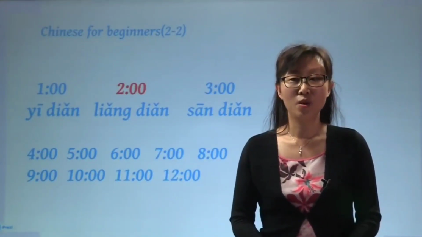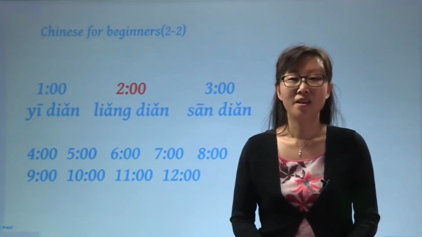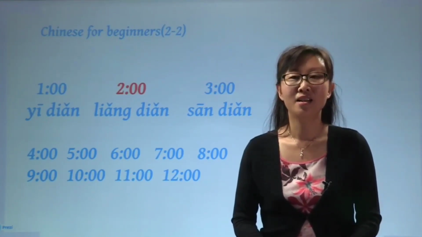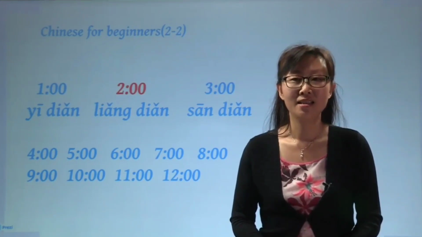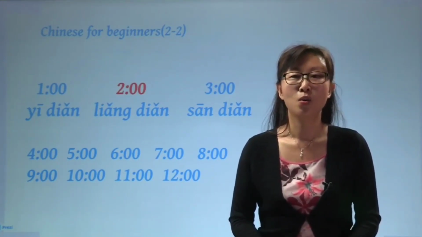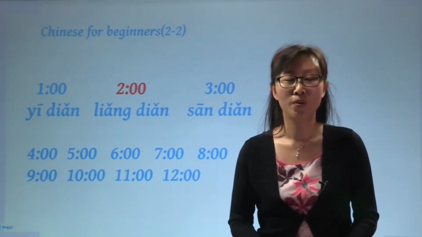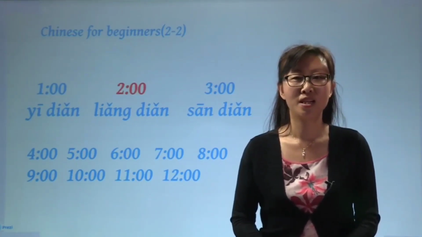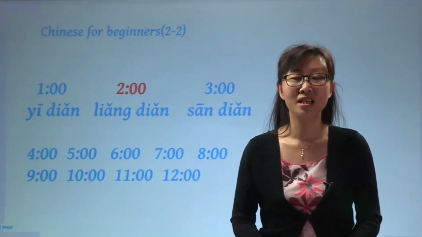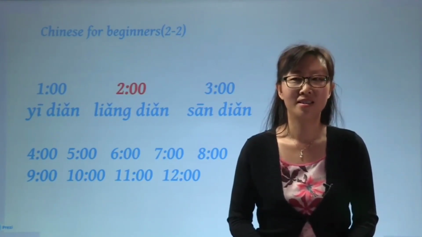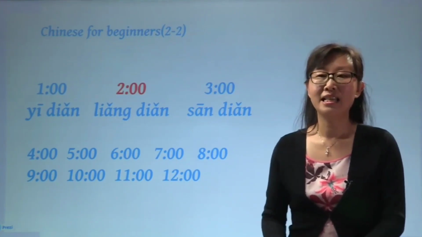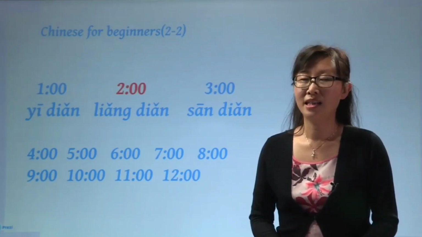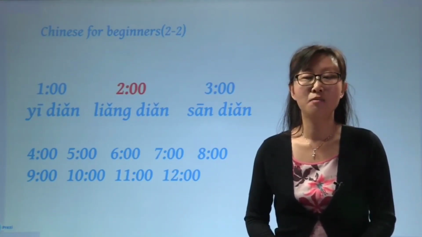And this time, let's talk about time. First, let's count the numbers as a revision. 1、2、3、4、5、6、7、8、9、10、11、12. And 1 o'clock is 1点. What about 2 o'clock? 点 in Chinese is a measure word.